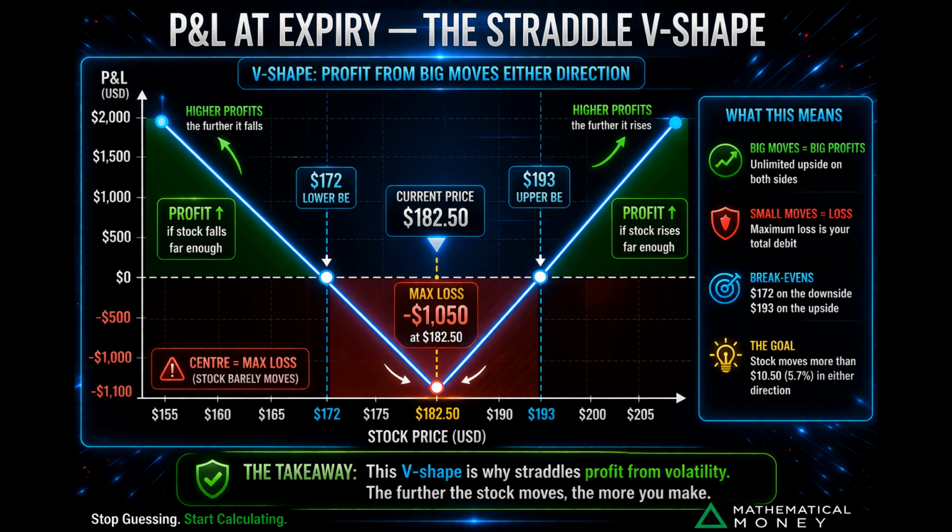The V-shape means maximum loss sits at the center and profits grow in both directions as the stock moves away from the strike. The straddle is the one strategy where you want maximum volatility. The further the stock moves in either direction, the more you make.